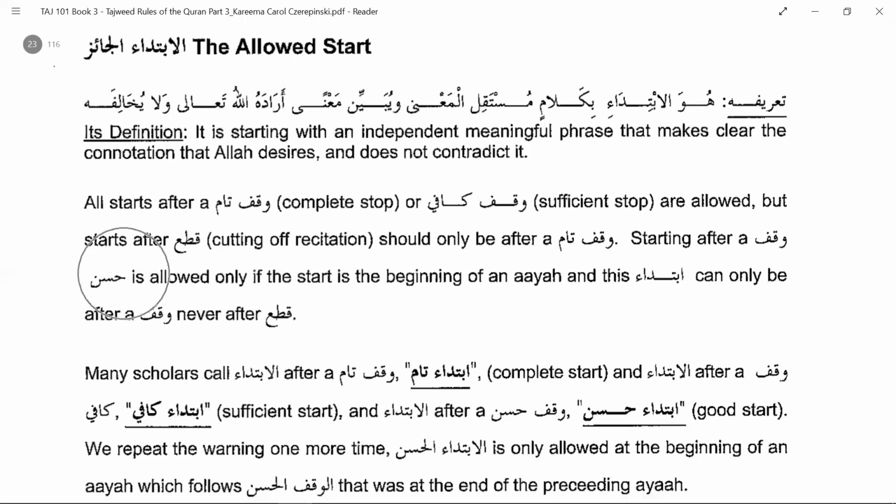Starting after waqf hasan, which is a good stop, is allowed only if the next start is the beginning of an ayah, meaning the hasan stop is at the end of an ayah. So if the start is the beginning of the ayah, and this ibtida can only be after a waqf, never after a qata. Again, this is only after a waqf, which is a stop, not a qata, not a cutting off of recitation.